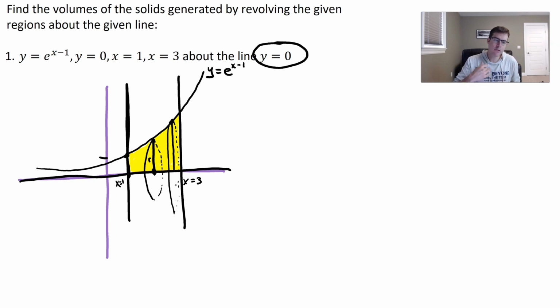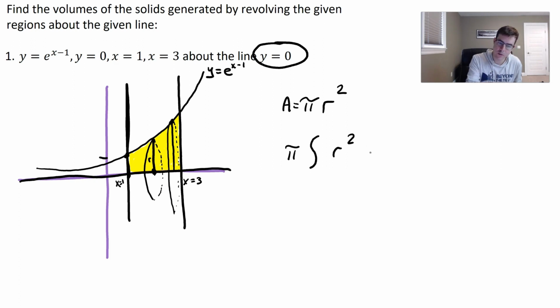So how do we account for all these circles? Well, we put the radius in terms of the function. So what we're doing here is we're going to use that area formula. Remember, we said the area of a circle is pi r squared. Well, we're going to bring in an integral so that we get the area under the curve here, and we're going to do pi r squared.